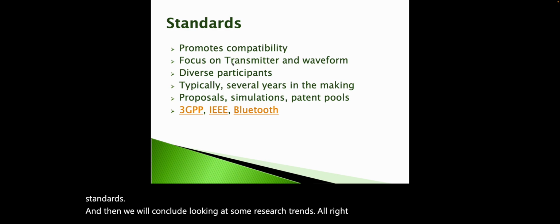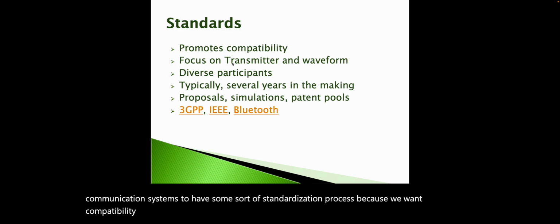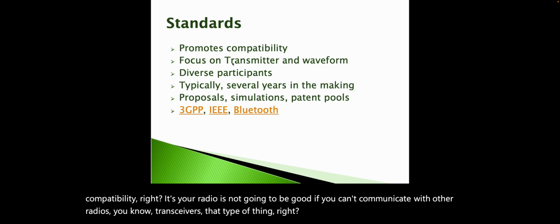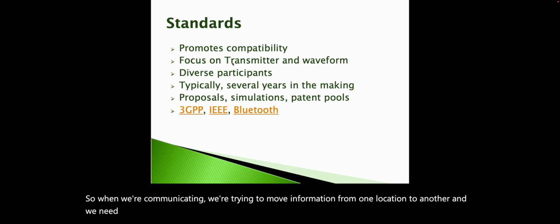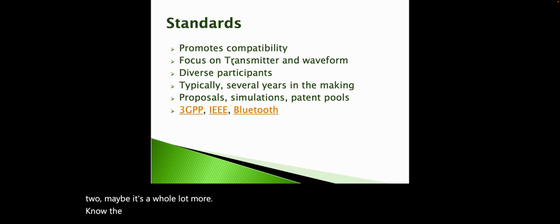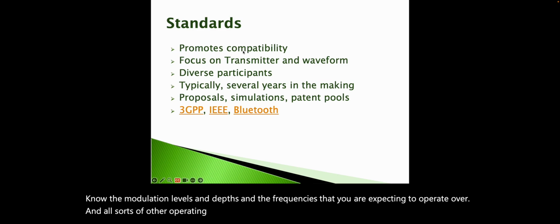All right, so it's super important in communication systems to have some sort of standardization process because we want compatibility, right? Your radio's not going to be any good if you can't communicate with other radios, transceivers, that type of thing, right? So when we're communicating, we're trying to move information from one location to another, and we need some sort of standardization process to ensure that each radio in that network, maybe it's two, maybe it's a whole lot more, know the modulation levels and depths and the frequencies that you are expecting to operate over, and all sorts of other operating parameters. Right, so this promotes compatibility.